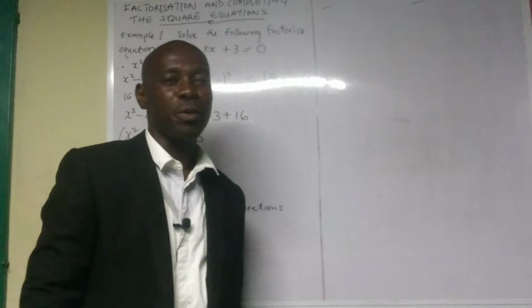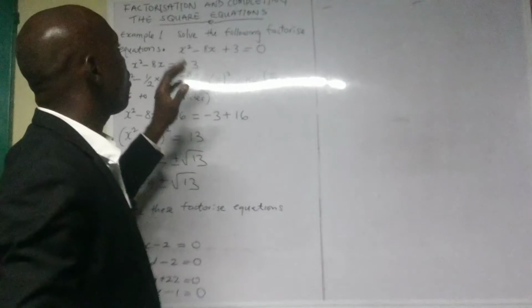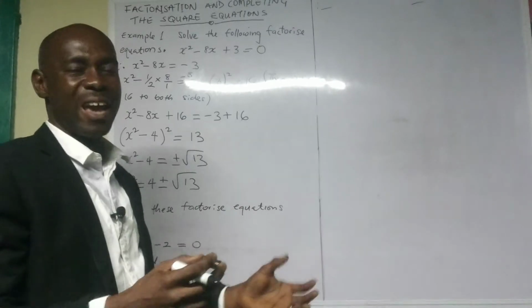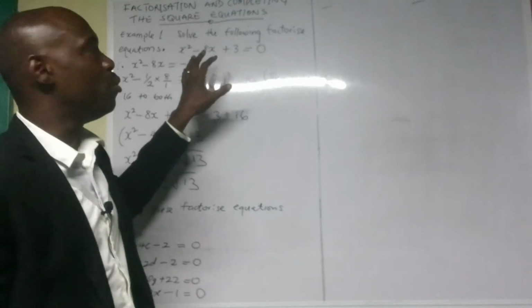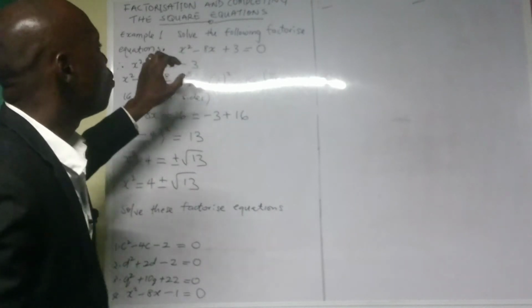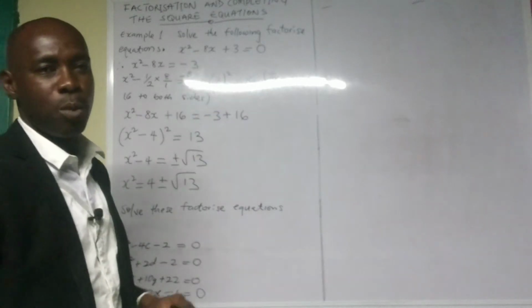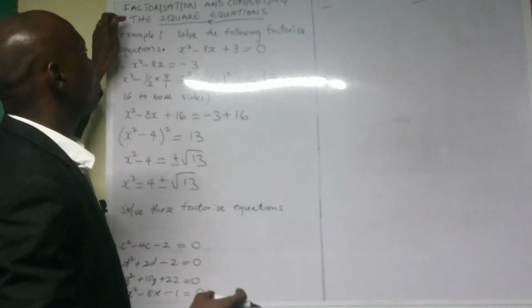My name is Israel. We have on our chalkboard today a topic: factorization and completing the square equation. Why this? It's obvious that the workings of factorization and completing the square look as if they are interwoven. People always mix them together. But for the benefit of this video and this class, we will see the difference between the two, but we will first start with factorization.